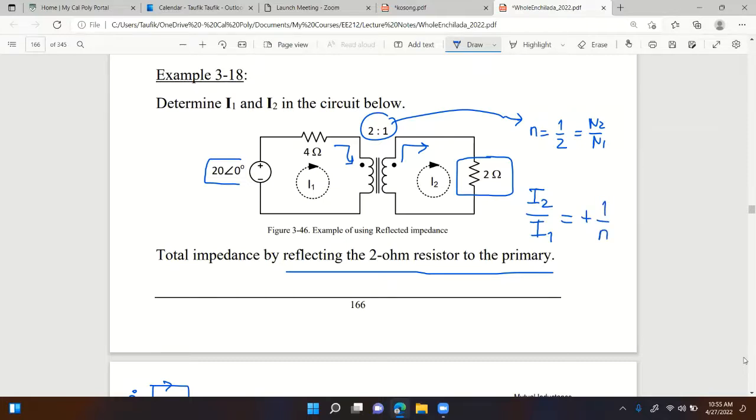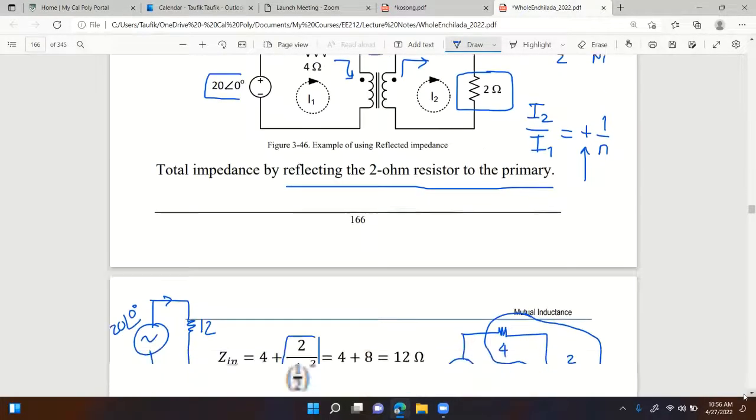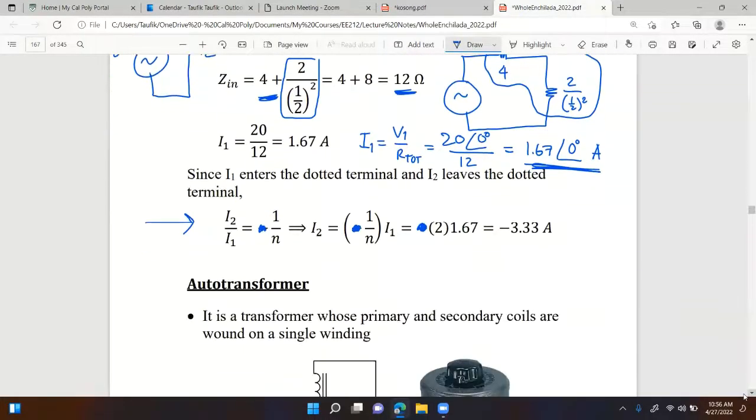If one enters, the other one leaves, right? You get the negative sign if both currents enter or both currents leave. But as you can see from this assumption that I made, I1 enters, I2 leaves. Make sense? So it should be positive, not negative. So that's what I have right here. Again, I made a mistake by putting the negative sign. This should not be there. So we're going to again get rid of it.